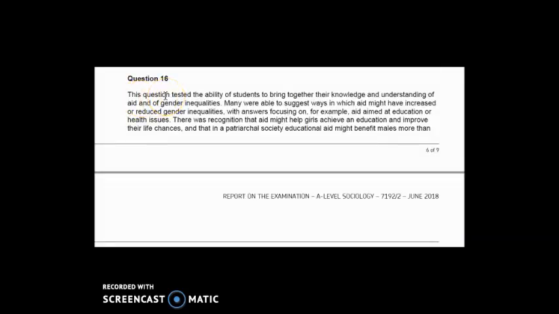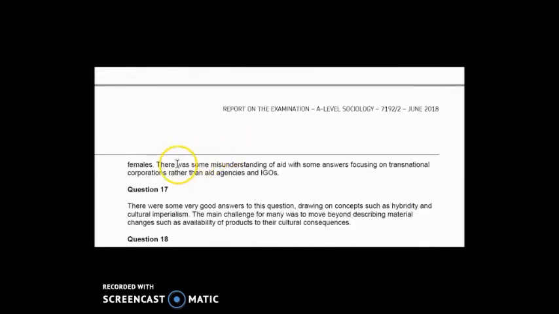This question tested the ability of students to bring together their knowledge and understanding of 2 areas of the specification. In this case, it was aid and gender inequality. Many students were able to suggest ways in which aid may have increased or reduced gender inequality, with focused answers on aid aimed at education or health issues. There was recognition that aid might help girls achieve an education and improve their life chances, and that in a patriarchal society, educational aid may benefit males more than females. There was some misunderstanding of aid, with some answers focusing on transnational corporations rather than the aid agencies and the IGOs.